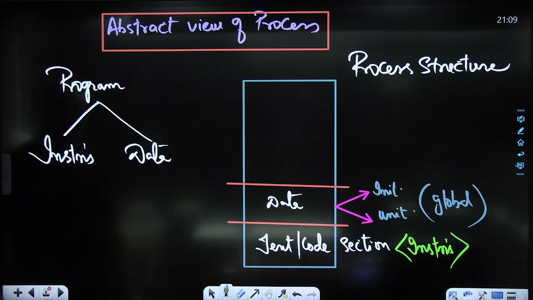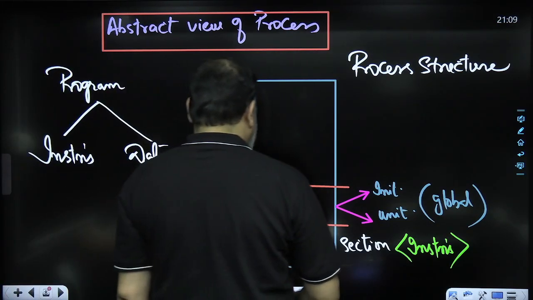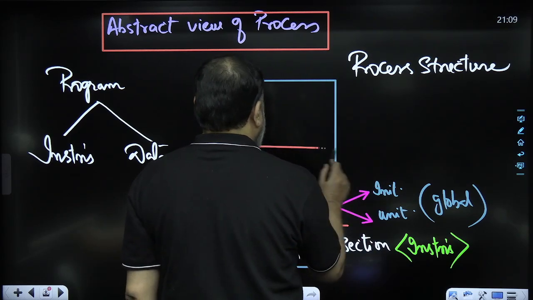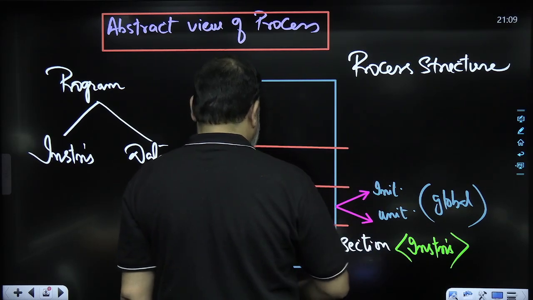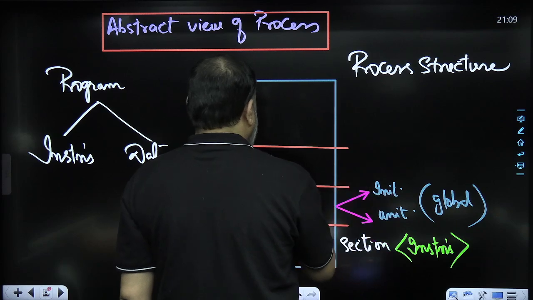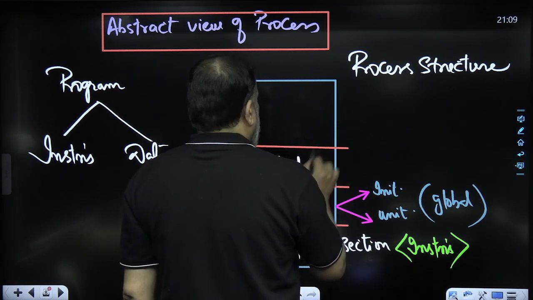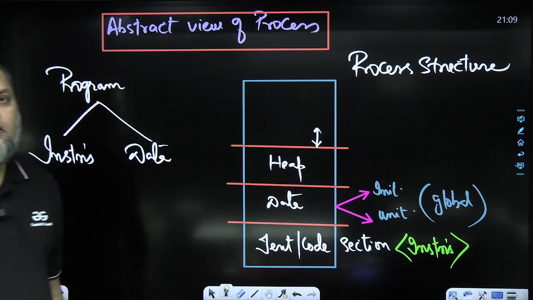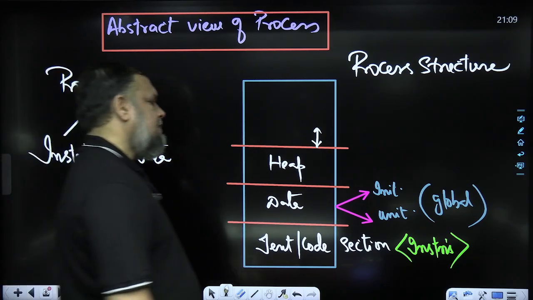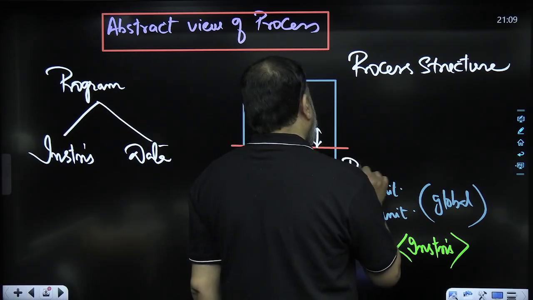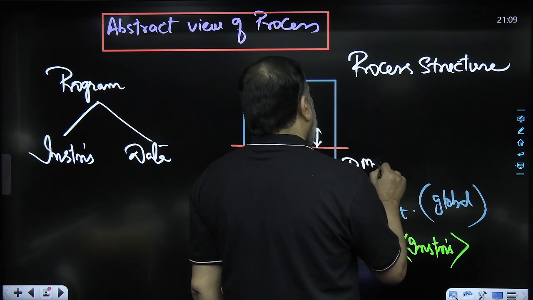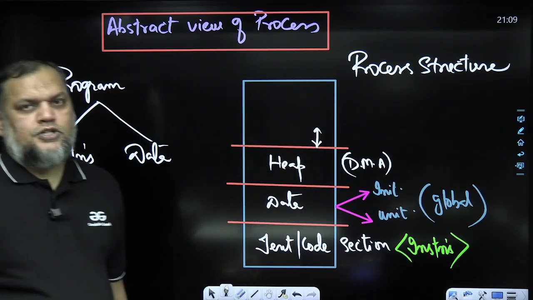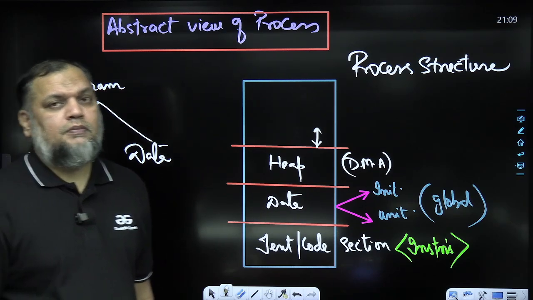And after that we have the heap section, as I said, dynamic data. That is basically the heap section. Because this can grow and shrink, this is dynamic, so I put an arrow to indicate that it can grow and shrink. So what will this heap contain? Heap is that portion of the process structure in memory where we allocate space using DMA, dynamic memory allocation, using functions like malloc and new.